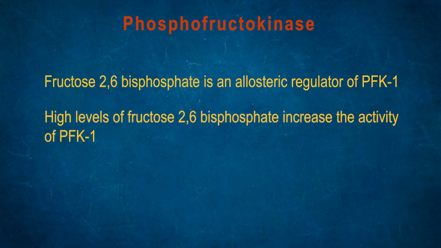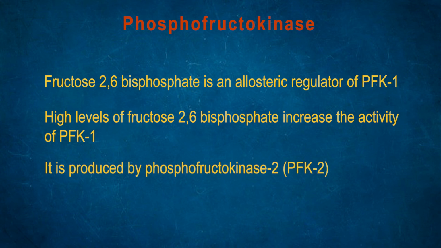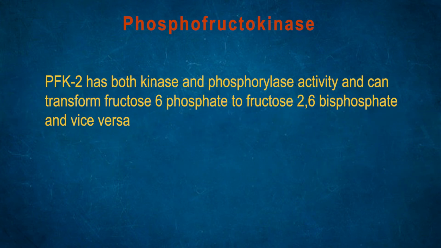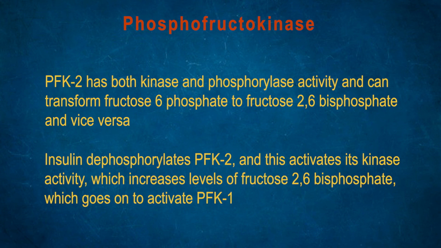High levels of fructose 2,6-bisphosphate increase the activity of PFK1. It is produced by phosphofructokinase 2, PFK2. PFK2 has both kinase and phosphatase activity and can transform fructose 6-phosphate to fructose 2,6-bisphosphate and vice versa. Insulin dephosphorylates PFK2 and this activates its kinase activity and increases the levels of fructose 2,6-bisphosphate, which goes on to activate PFK1.